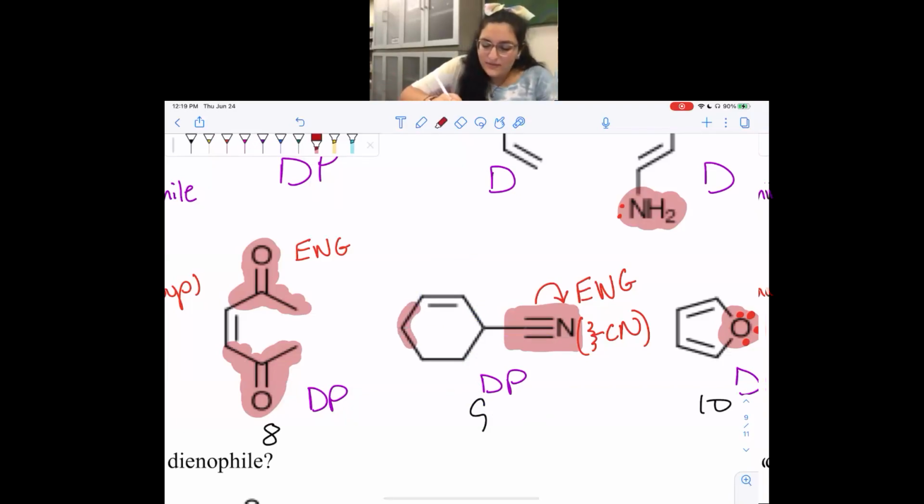And then the last thing we went over is we do have a carbon chain here. And this carbon chain is going to be an R group, obviously. And that makes it electron donating.